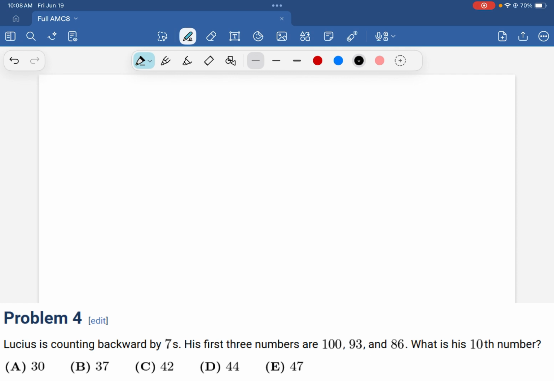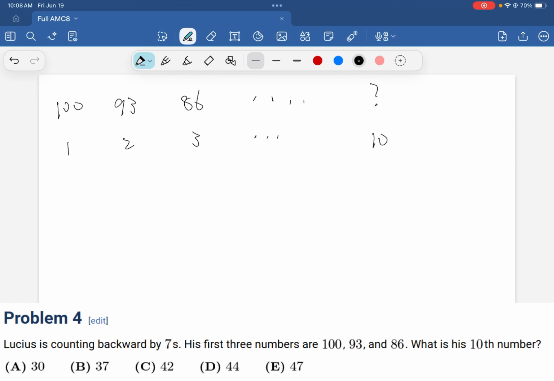Problem 4. Lucius is counting backwards by 7s. His first 3 numbers are 100, 93, and 86. What is his 10th number? So his first number is this, second is this, third is this. Each time you count down, you subtract 7, obviously, and you want to get to 10. You want to find this number.